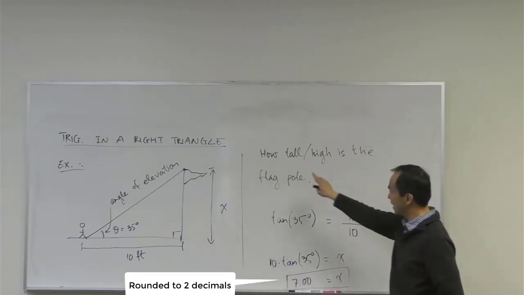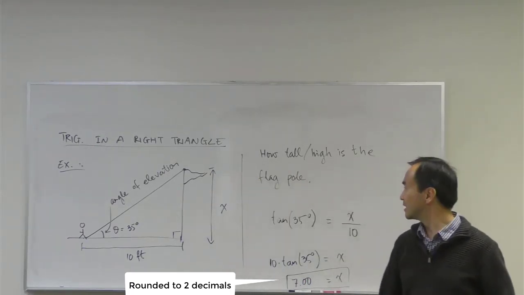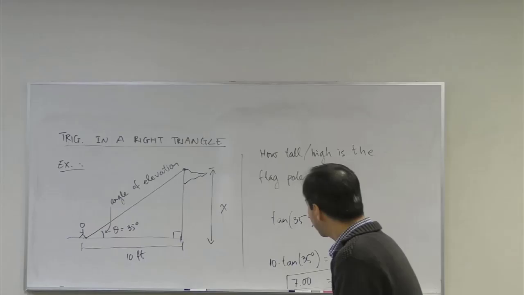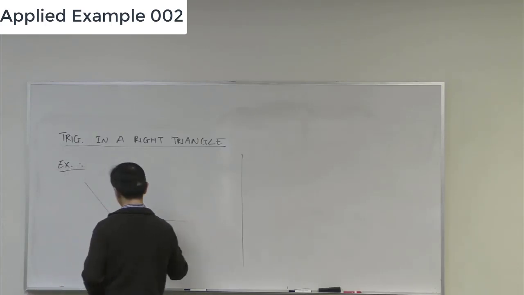So that means the flagpole that we're looking at here is 7 feet tall. Any questions for me on that? So what we have here is a triangle with two sides.